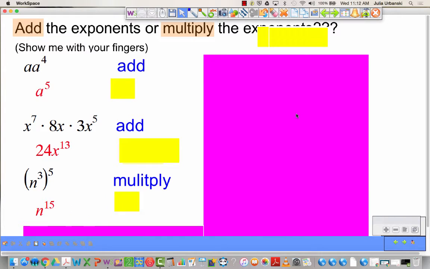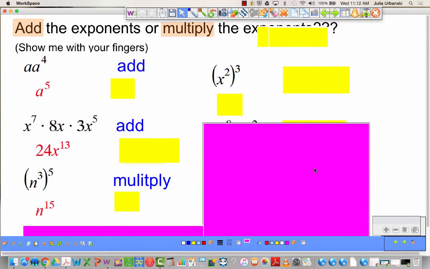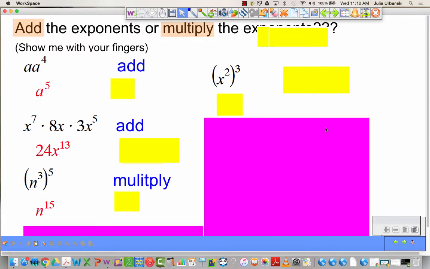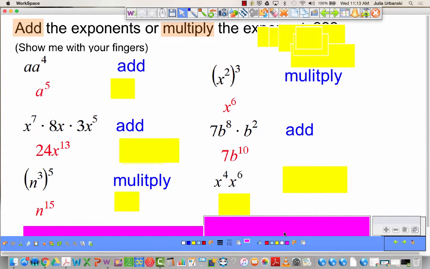Okay. This is really important, guys. Your classwork today is only multiplying, but your homework is all these different kinds of problems mixed together. So do we add or multiply? Multiply. X to the 6. Good. Do we add or multiply? Add. B to the what? 10, and there's a 7 in front. Good. Last one, do we add or multiply? Add. X to the 10.